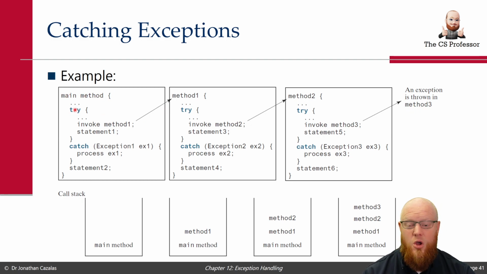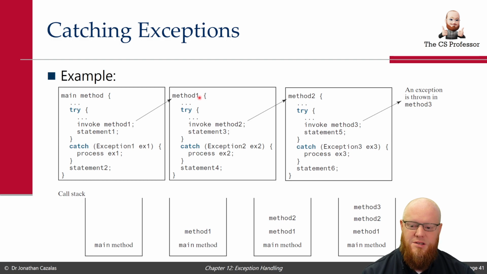In the main method, we have a try catch block. We're trying some code that's invoking method 1. If there's an error, an exception that's going to be created and thrown, well, we have a catch block. And of course, we have some statements after the try catch block, which you see is the same for each one of these methods. Here we have statement 4. It's just some lines of code, some statements that occur after the try catch block, and the same thing for method 2.